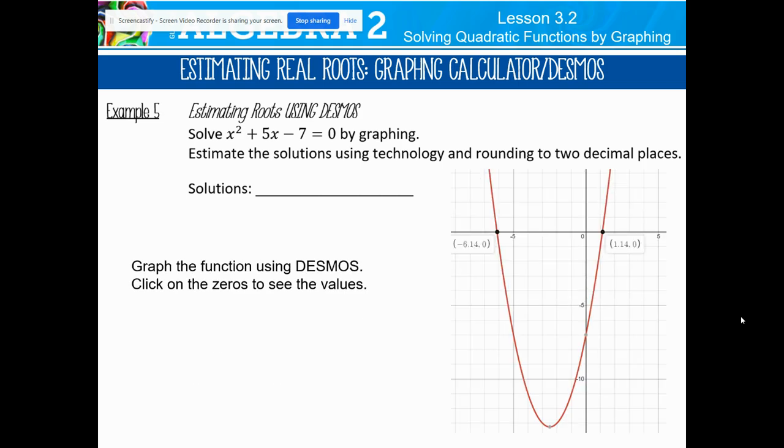So I put it in Desmos. And what's really nice is you can just move it around to get a window. If you click on where those zeros are, it tells you what those zeros are. On a TI-83 or 84 graphing calculator, you have to use the left bound, right bound thing. Desmos makes it so easy. So the 2 zeros are about negative 6.14 and about 1.14.